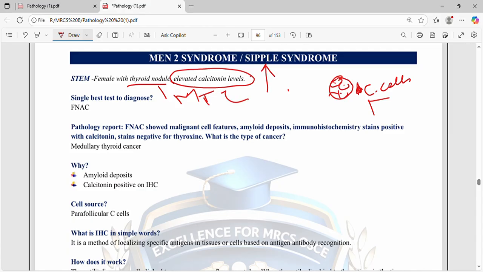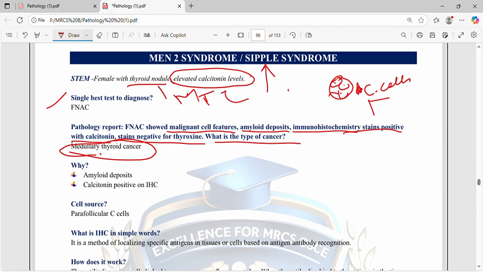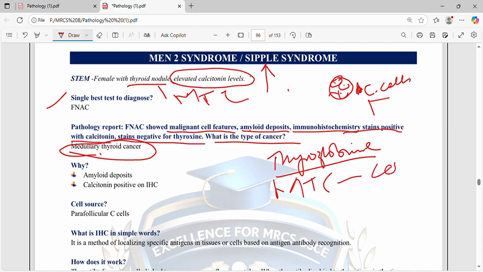The single best test to diagnose is FNAC. This is a thyroid algorithm. Pathology report: FNAC showed malignant cell features, amyloid deposits, immunohistochemistry stain positive for calcitonin, stain negative for thyroxine. What is the type of cancer? Medullary thyroid carcinoma. Listen, for other thyroid carcinomas like papillary and follicular carcinoma, we have thyroglobulin as the marker, but for medullary thyroid carcinoma we have calcitonin. Why medullary thyroid carcinoma? Because it has amyloid deposits plus calcitonin positive on IHC.